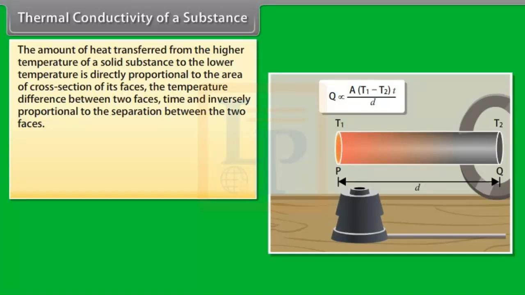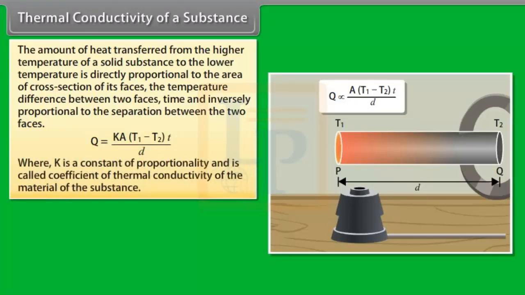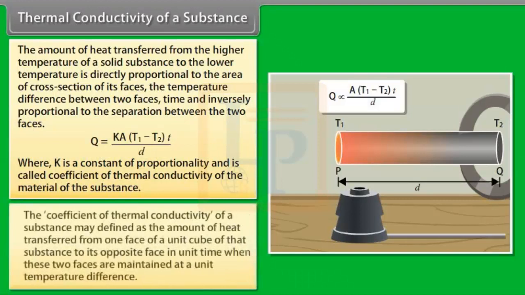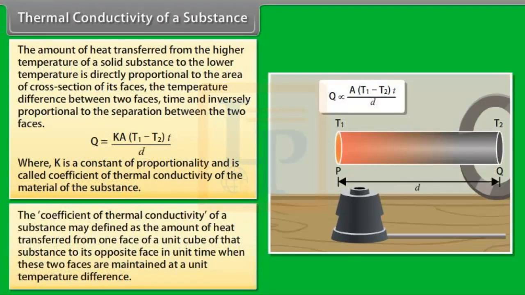It gives Q = KA(T1 - T2)t/d, where K is a constant of proportionality and is called the coefficient of thermal conductivity of the material of the substance. The coefficient of thermal conductivity of a substance may be defined as the amount of heat transferred from one face of a unit cube of that substance to the opposite face in unit time when these 2 faces are maintained at a unit temperature difference.